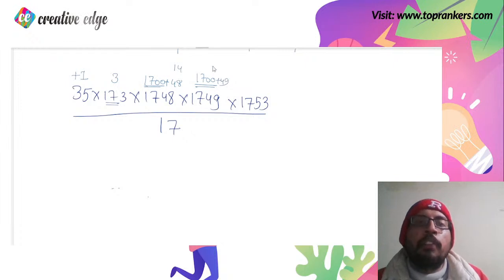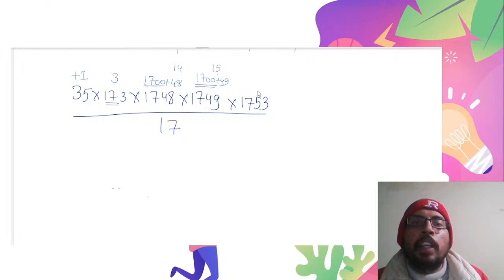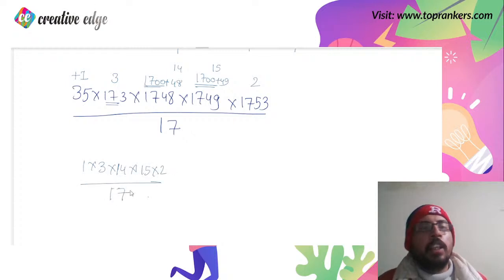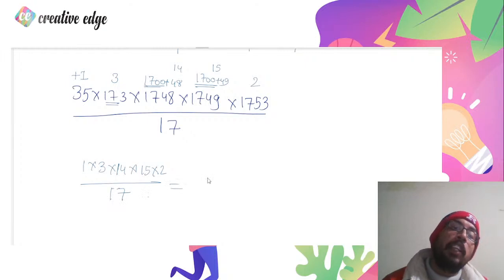The digit which is left is 15. 34, 49 minus 34 is 15. In the same way, 17 3s are 51, so I will be getting 2 as remainder. So what will be my remainder then? 1 into 3 into 14 into 15 into 2 upon 17. Now multiply all these numbers, divide by 17, you will be getting your remainder.